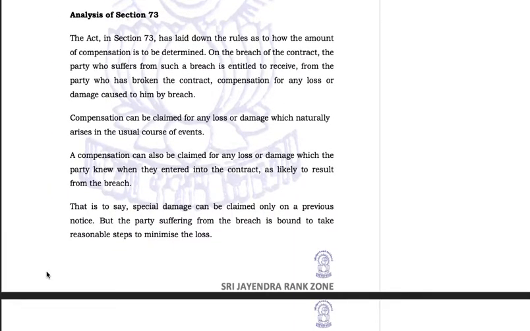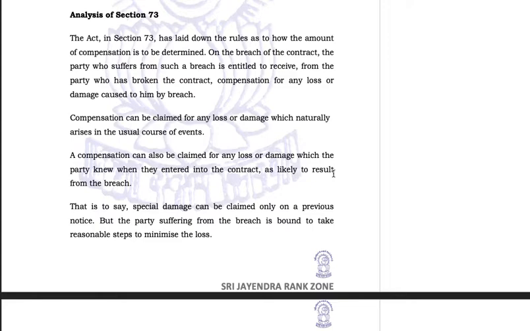A compensation can also be claimed for any loss or damage which the party knew when they entered into the contract as likely to result from the breach. Now in this case, it says compensation can be claimed from the party who has committed the breach of contract for the amount which the other party knew.